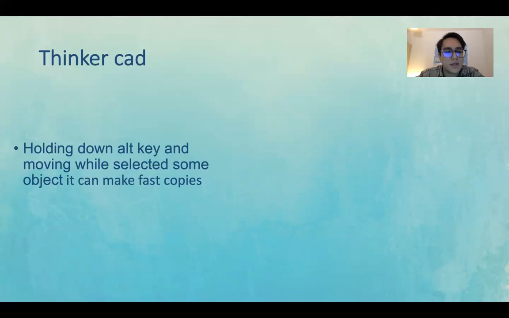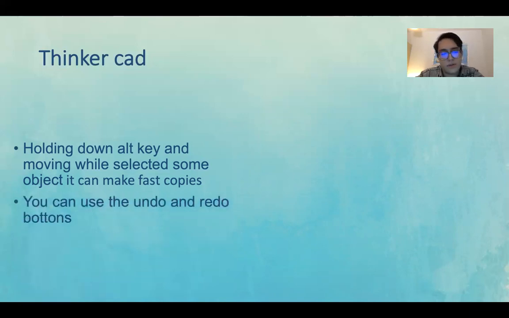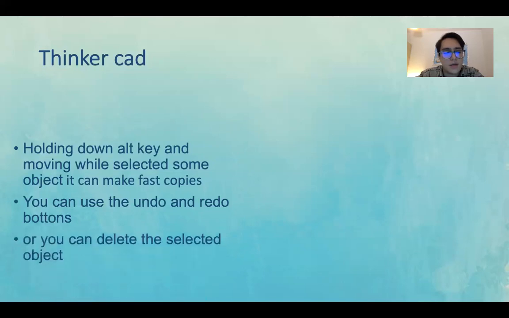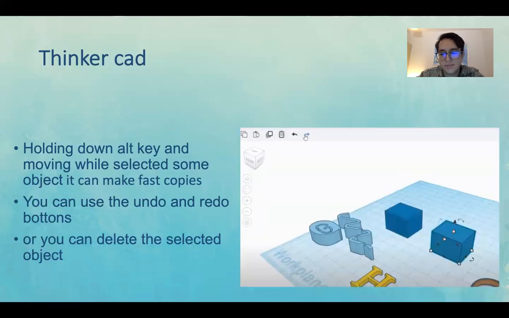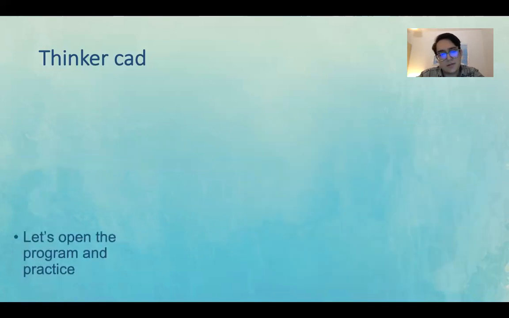Holding down the Alt key and moving while some object is selected can make fast copies. So the Alt key can help you to make copies. You can use undo and redo buttons, or you can delete the selected object. So these are undo, redo, and delete.